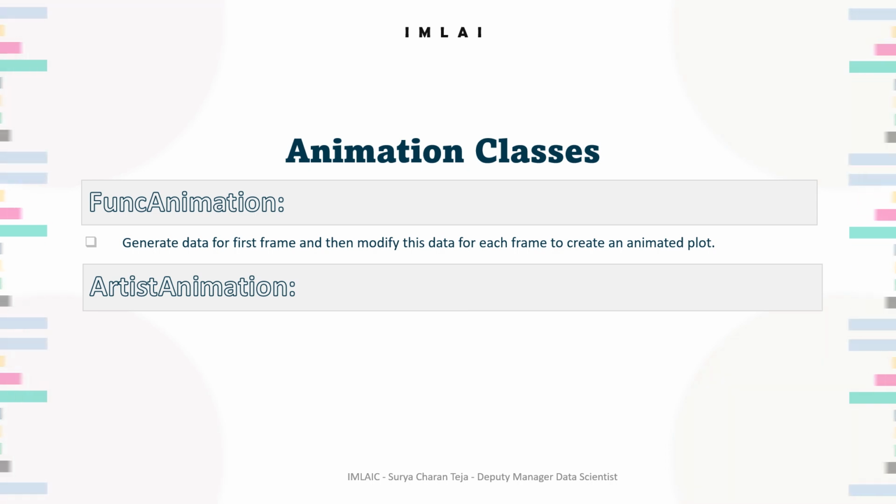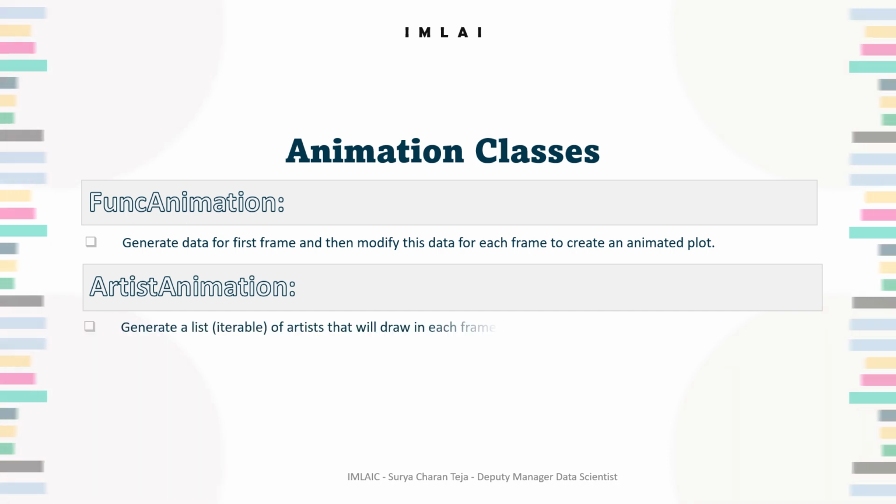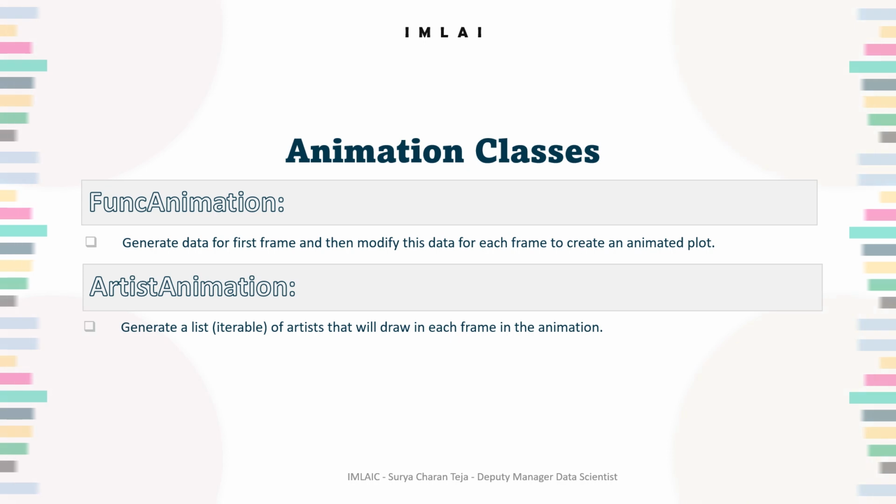This generates a list of artists that will draw each frame in the animation. That's the second type. It generates a list of artists that will draw each frame in the animation, and it is called an ArtistAnimation. So we have two types: one is FuncAnimation and the other is ArtistAnimation.